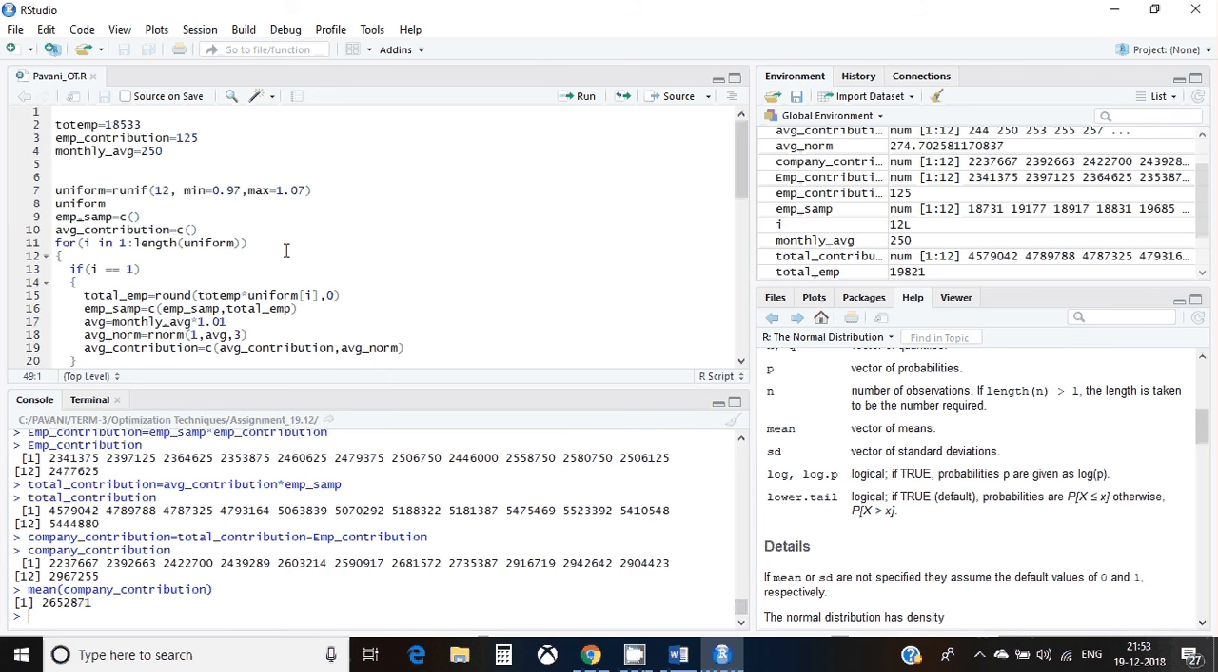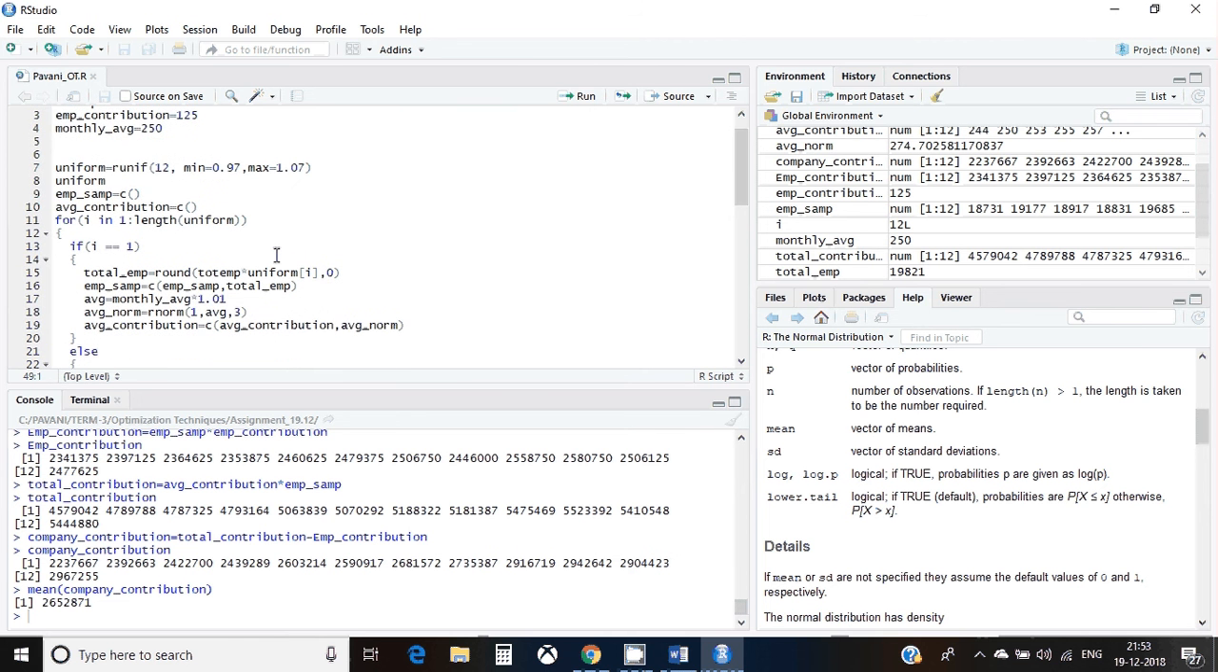Next, we take two vectors, which is employee sample, that is the number of employees for all the 12 months, and the average contribution for all the 12 months. Next, for the first 1 month, the employee count is given by the total number of employees multiplied by the uniform distribution value generated for the first 1 month. After this, add the value to the vector of employee sample or the count of employees for that particular month.